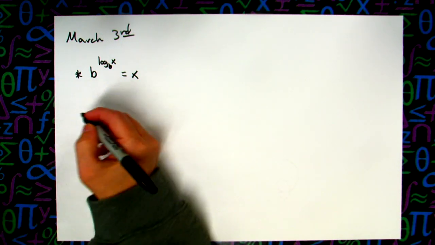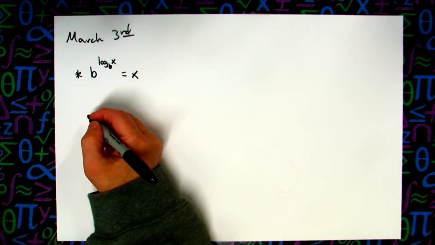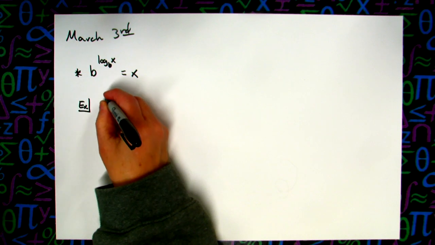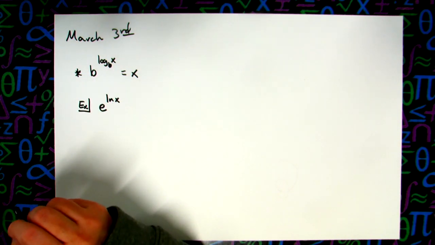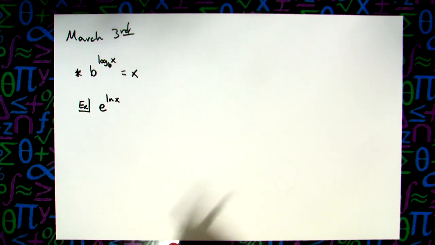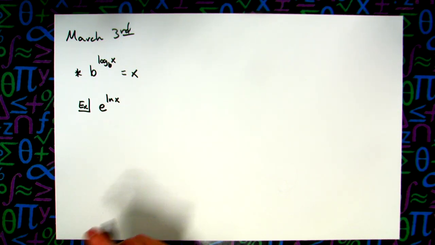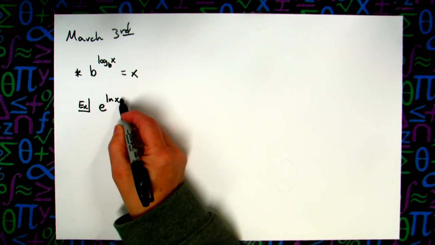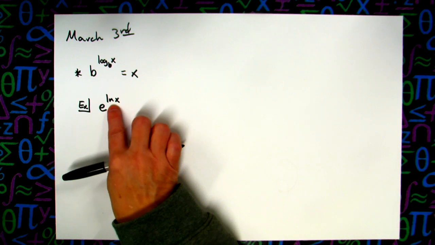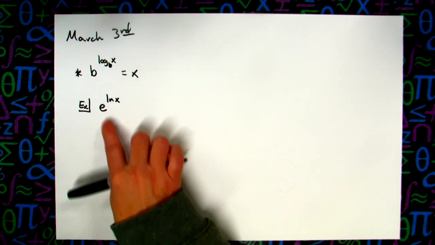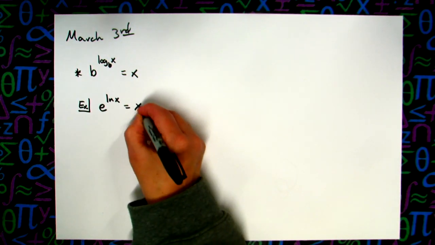Now, if I know that, then as an example underneath, if I did e raised to the natural log of x, does that look like the exact same thing? I got a base e raised to an exponent. On that log right there, do we remember what the base is? It's an e. So even though it's a natural log, it's the exact same thing as this, so this simplifies to an x.